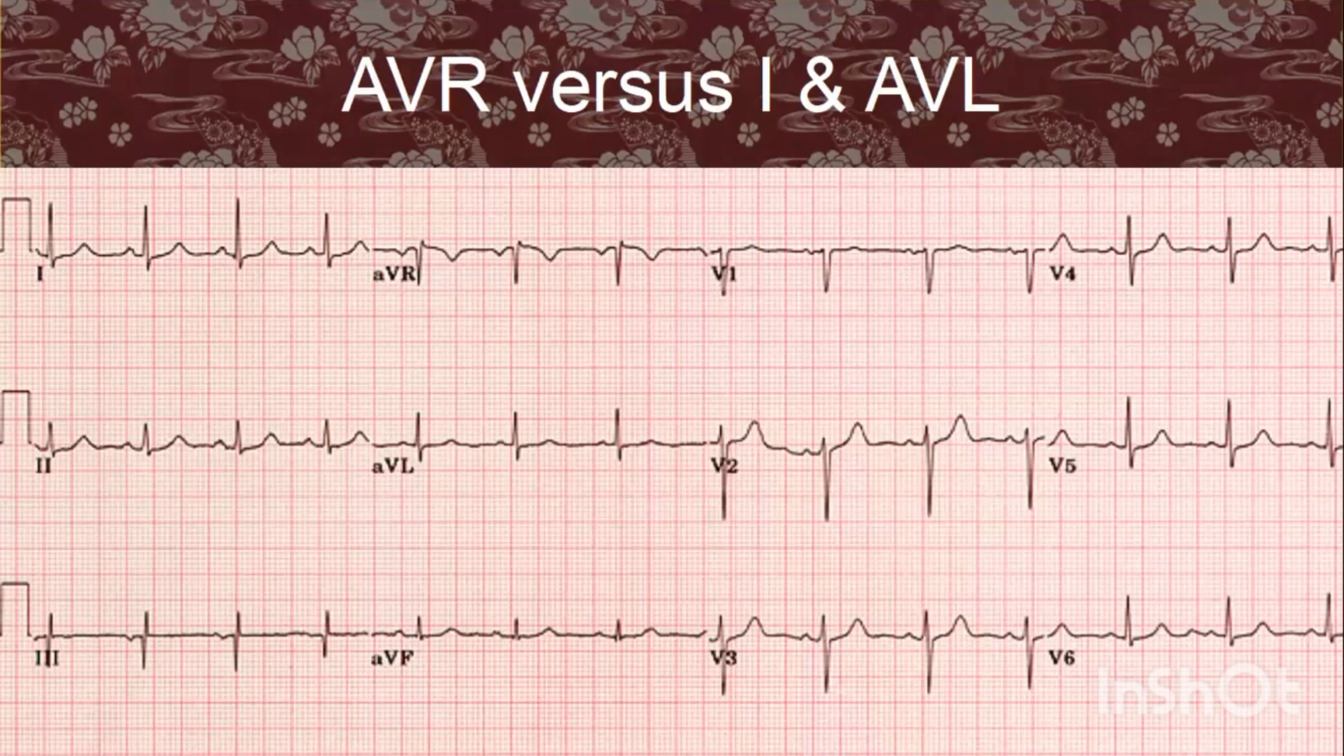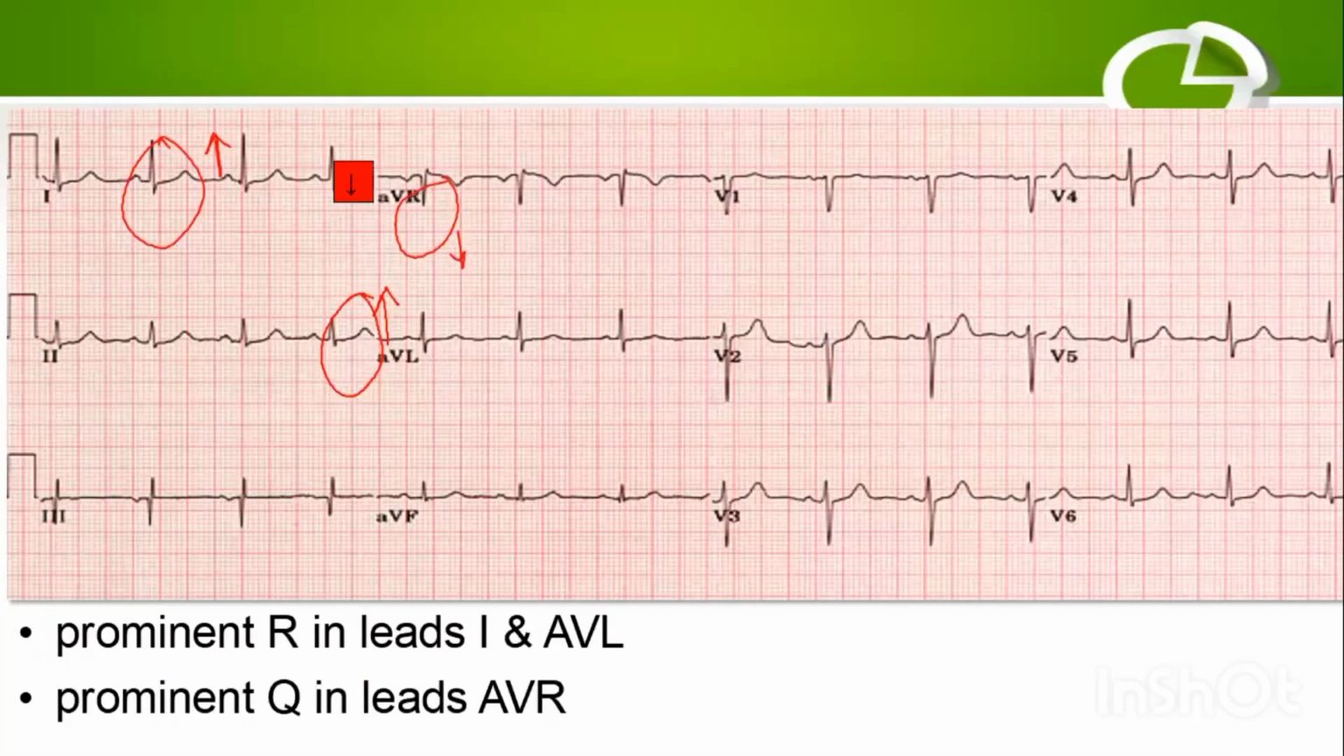First, we can speak about AVR versus lead 1 and lead AVL. If we look at lead AVR here, AVR looks downward and lead 1 and AVL look upward, or in another explanation, in AVR there's a prominent Q wave, and in lead 1 and lead AVL a prominent R wave.